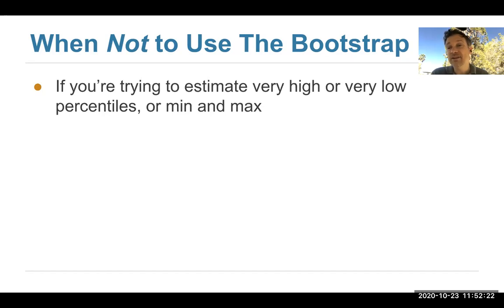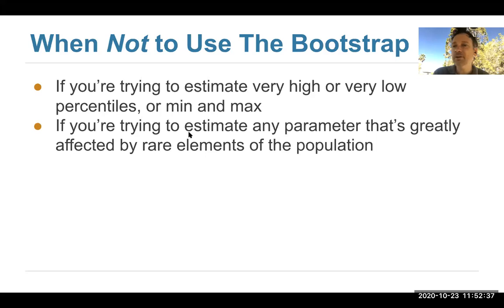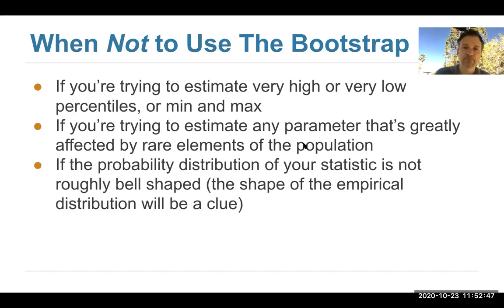And you might not get very good estimates either from your sample, because that's influenced by a single element in the population, and the chances that your sample happens to contain that single element is pretty low. So in general, if you're trying to estimate any parameter that's affected by rare elements of the population, then the Bootstrap might not be an accurate way to measure error due to sampling.